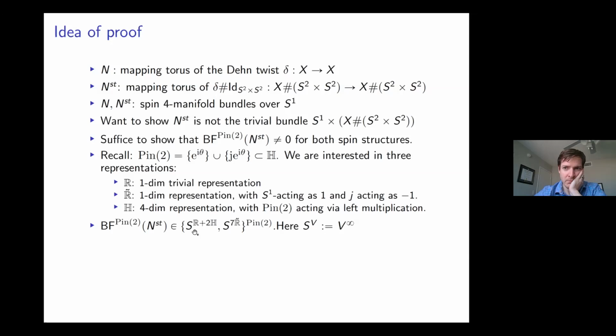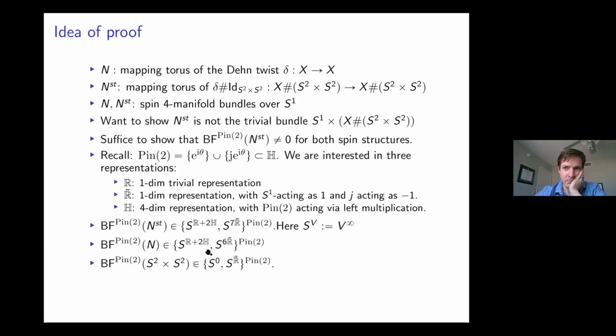So if you look at this, this is a 9-dimensional sphere, and this is a 7-dimensional sphere. Both of them admit Pin(2) actions. This Bauer-Furuta invariant is a Pin(2)-equivariant stable map between these two spheres. And we can also talk about the Pin(2)-equivariant Bauer-Furuta invariant of the unstabilized mapping torus. You can see that this number changed from 7 to 6. That's because now we don't have this summand S^2 × S^2 here.